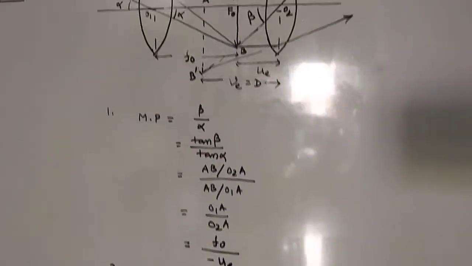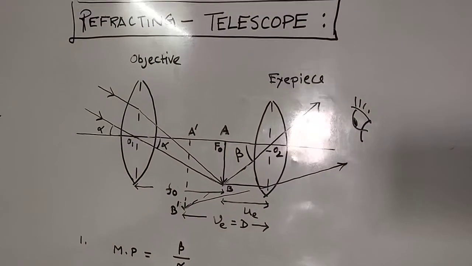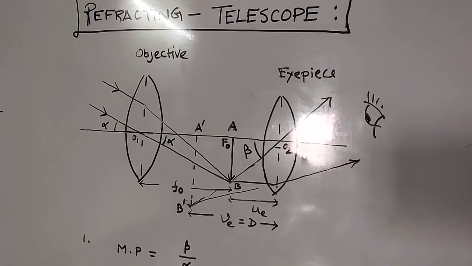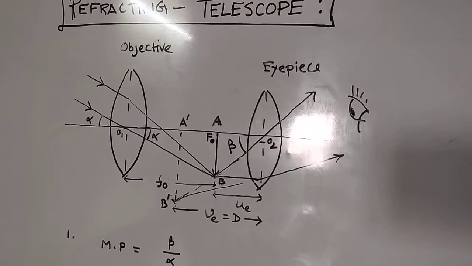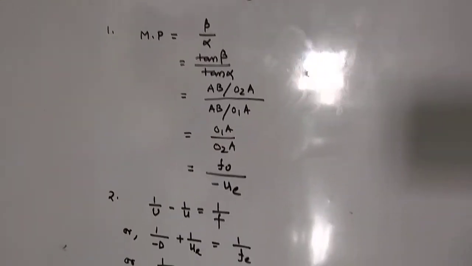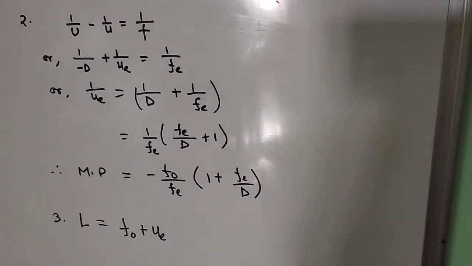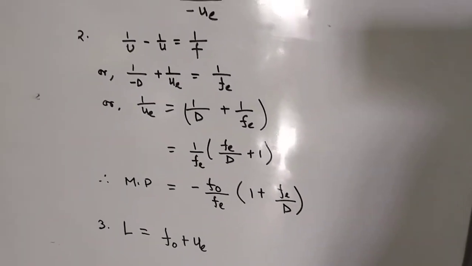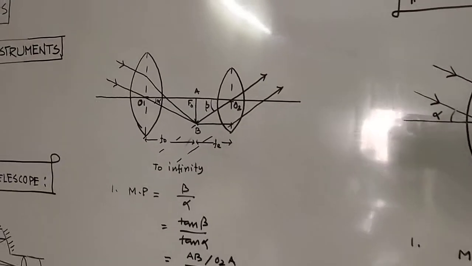Now the length of the telescope is the gap between the objective and the eyepiece. So if you consider the objective and eyepiece, then f0 plus u_e gives you the length of the telescope for the least distance of distinct vision. Now for normal adjustment, this is your diagram.